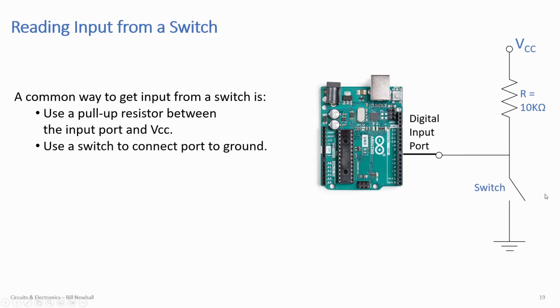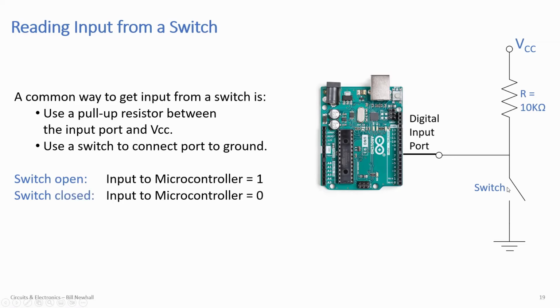And so you use the switch to connect the port to ground. When that switch is closed, the input port is pulled to ground. You get a zero on that input port. VCC is connected to ground through this resistor, so you get some current flowing to ground through that resistor, but the digital input port is still connected directly to ground. So that means 0 volts node voltage. So if the switch is open, the input to the microcontroller would be read as a one. When the switch is closed, you would read the input as a zero.